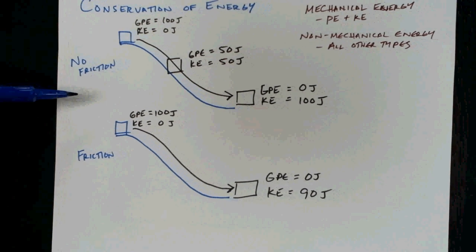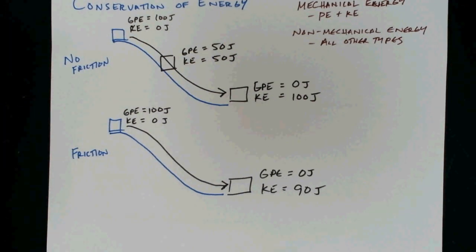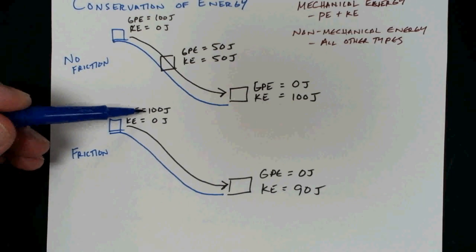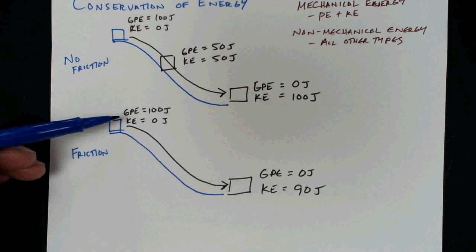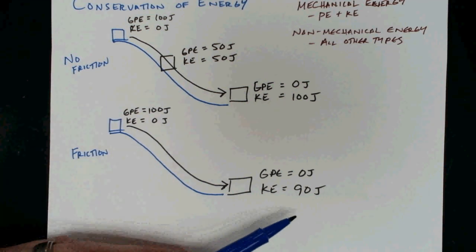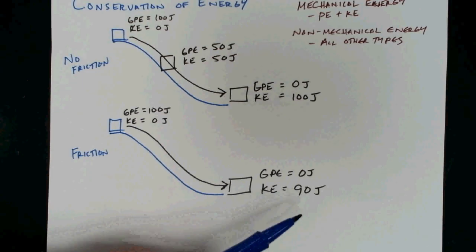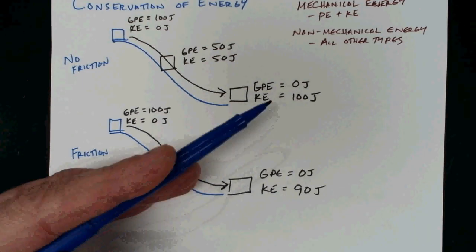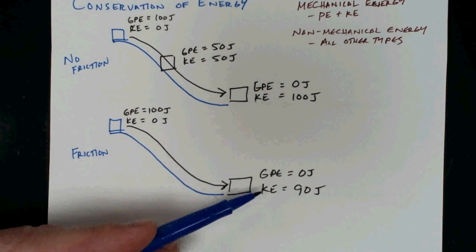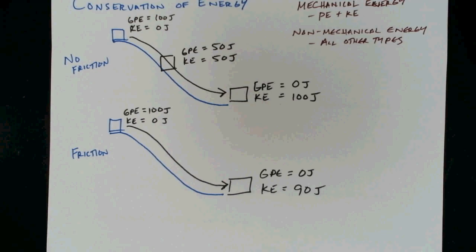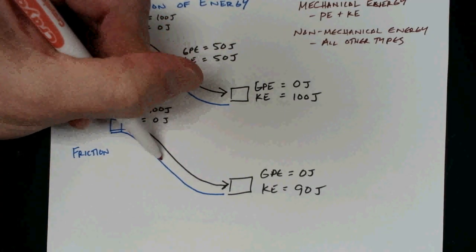If we look at something down here where we have friction, the idea stays the same. Whatever energy you have, you have to account for at the end of the problem. You notice in this one, you start off with 100 joules, and then only 90 joules shows up down here at the end in terms of kinetic energy, which means this guy's going a little bit slower than our example up here. But we have to backtrack and say, where did that 10 joules of energy go? The answer is it got turned into non-mechanical energy.